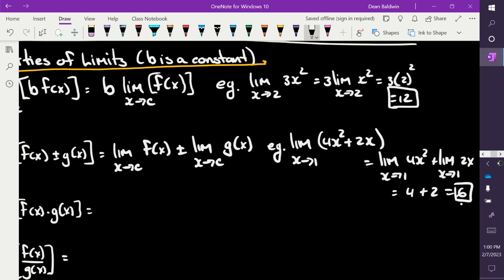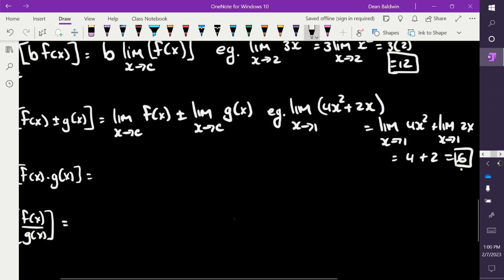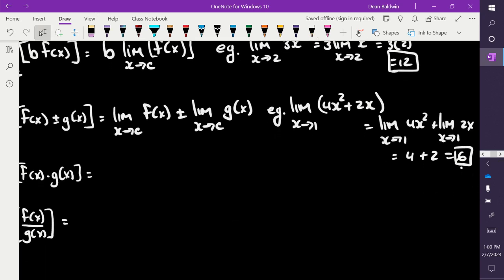When we get into the trig stuff, that's when this really starts to have value, because you can break it into separate bits. All right. If you're multiplying, again, break it into the separate functions.